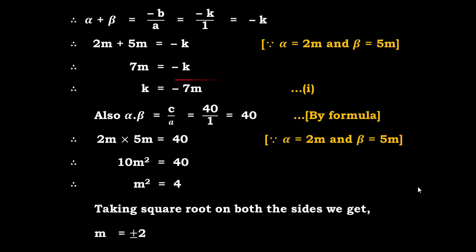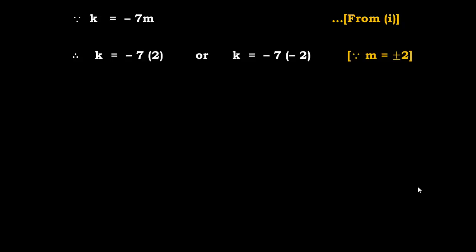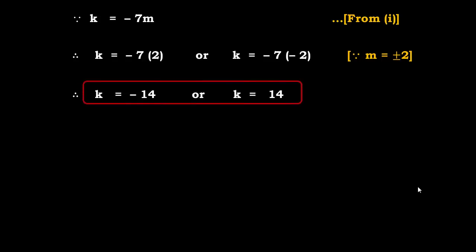Now we have the value of k as minus 7m. So we can substitute the value of m now. Substituting m in equation number 1, we get k is equal to minus 7 into 2, or k is equal to minus 7 into minus 2. So minus 7 into 2 is minus 14, and k is equal to plus 14. So we have the value of k as minus 14 or k is equal to 14.